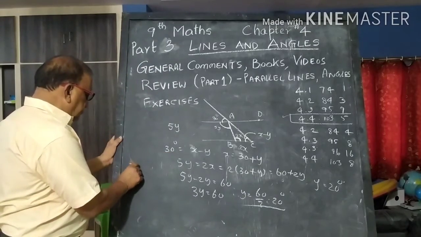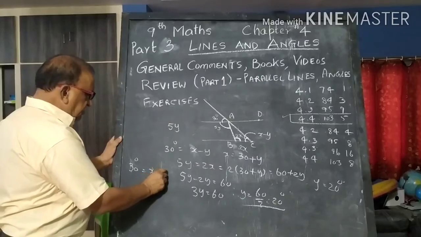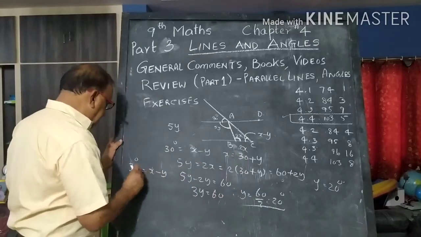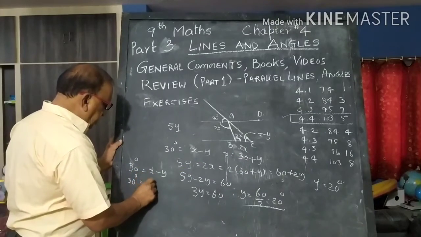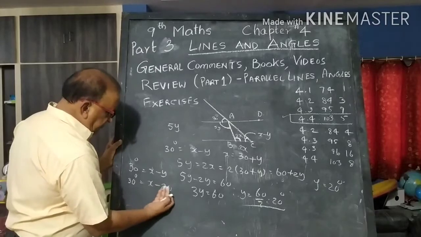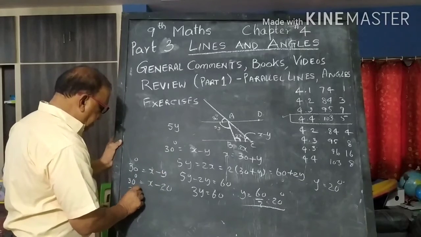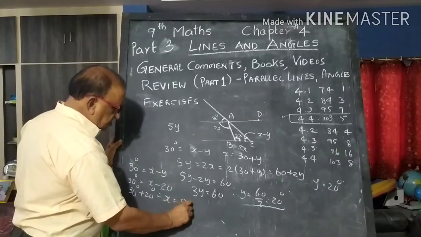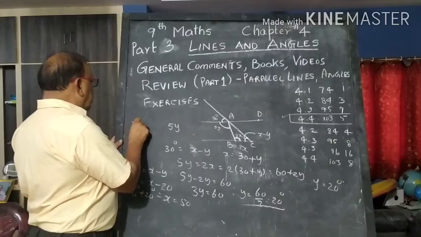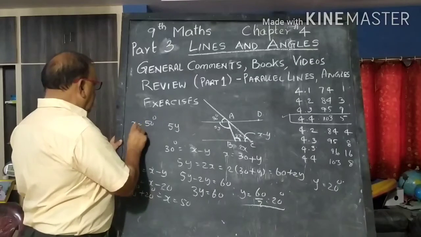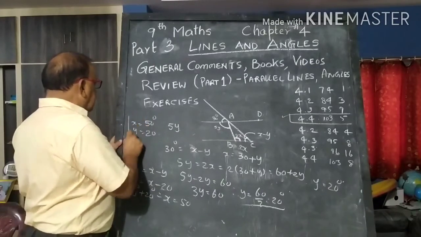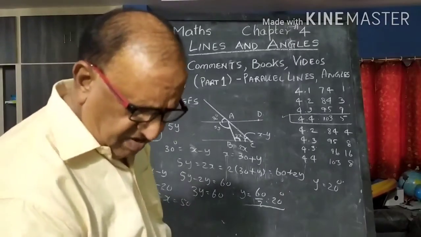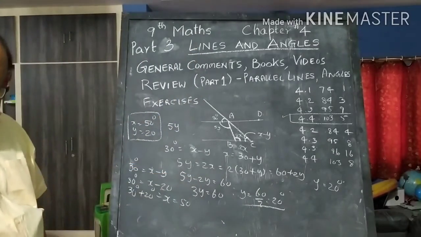And then you have another relation here, 30 degrees is equal to x minus y. Y we got as 20. So substituting the value of y here, 30 degrees is equal to x minus 20. If we take the 20 to this side, then it becomes plus. 30 degrees plus 20 degrees is equal to x, that is equal to 50 degrees. So therefore, x is equal to 50 degrees and y is equal to 20 degrees. So that is the answer, okay? I hope you understand how we got the equations and all that.